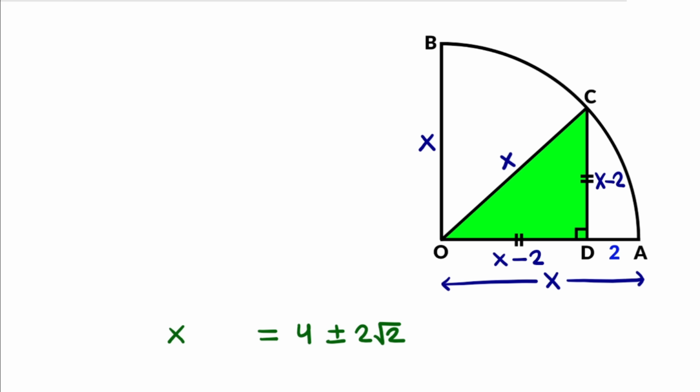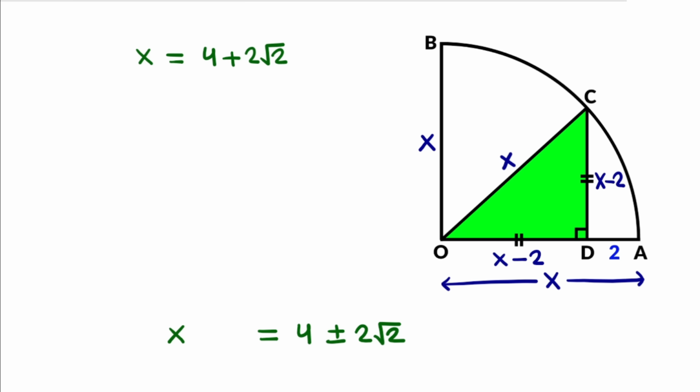We now have 2 possible values, but one of them doesn't make physical sense. If we choose 4 minus 2 square root of 2, the radius becomes less than 2. That would make the triangle's side, x minus 2, negative, which is impossible. So we reject that solution. The radius x is 4 plus 2 square root of 2.